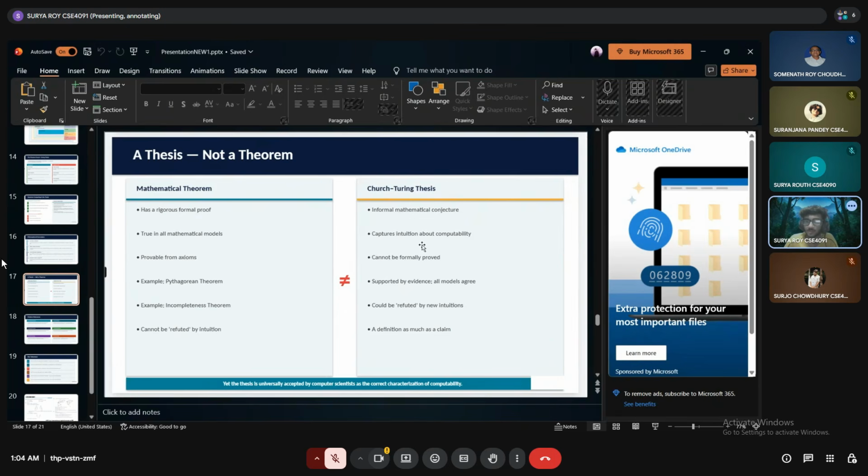Church-Turing thesis. Point number one, informal mathematical conjecture. Point number two, captures intuition about computability. Point number three, cannot be formally proved. Point number four, supported by evidence. All models agree. Point number five, could be refuted by intuitions. Point number six, a definition as much as a claim. Yet the thesis is universally accepted by computer scientists as the correct characterization of computability.